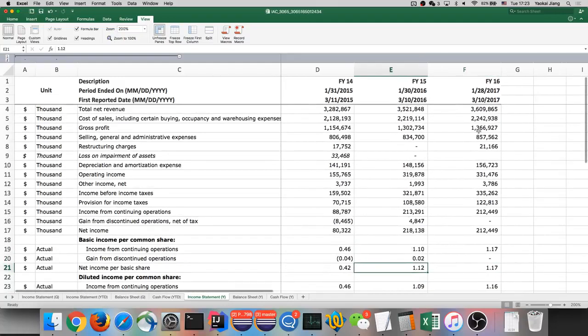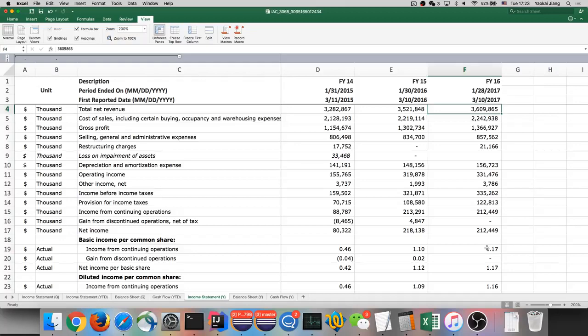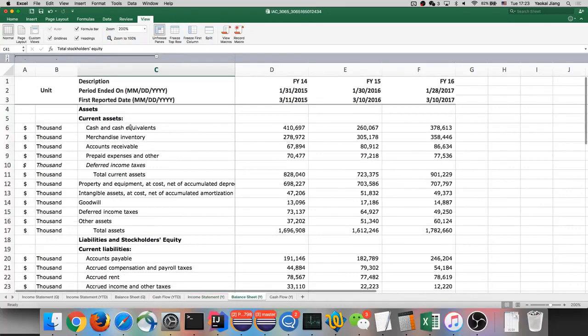Obviously, when you're analyzing it, there are a lot of things that you have to look at, but we'll just say take a look at those two numbers, and those would be the most important ones. All right, so, balance sheet.